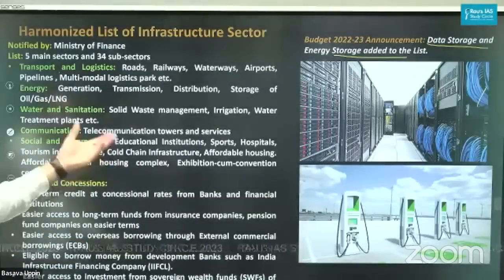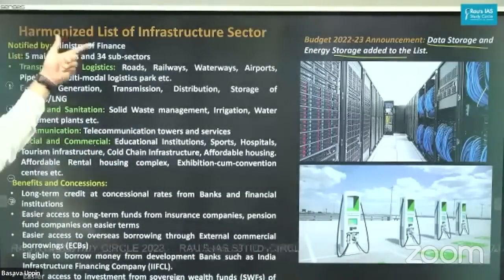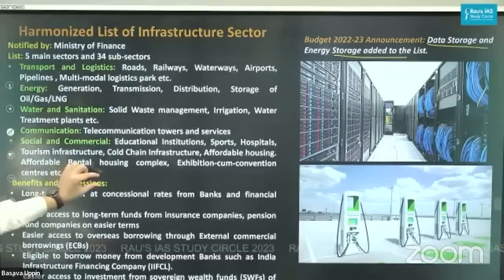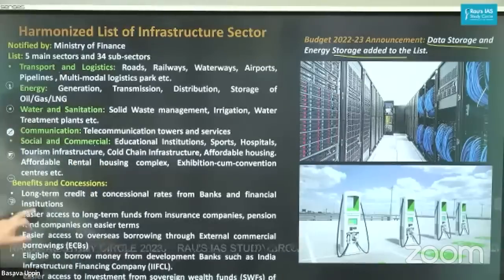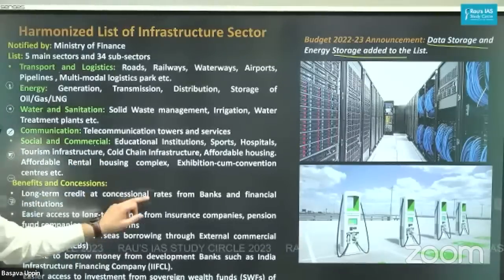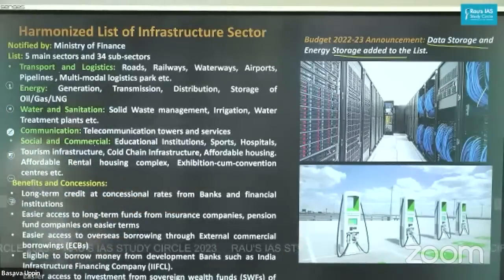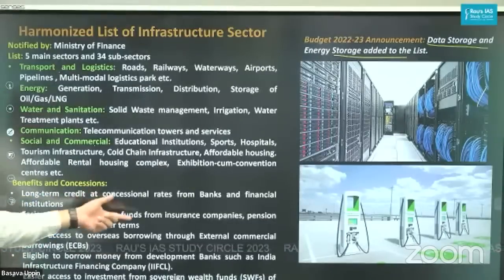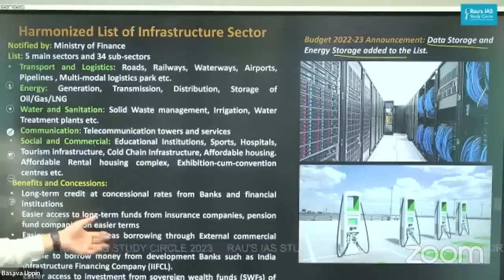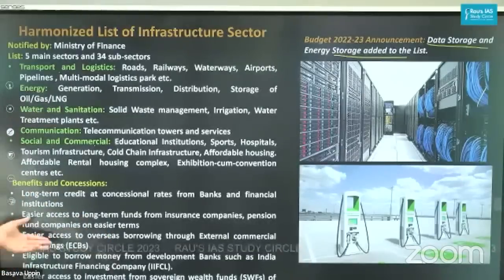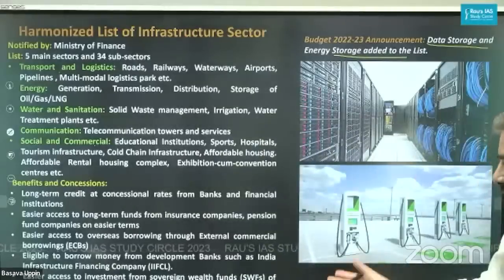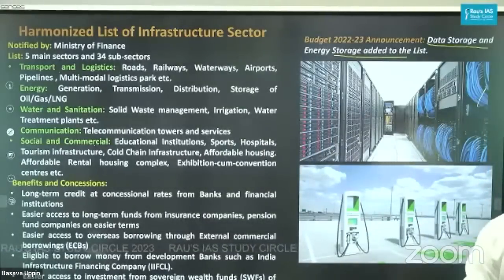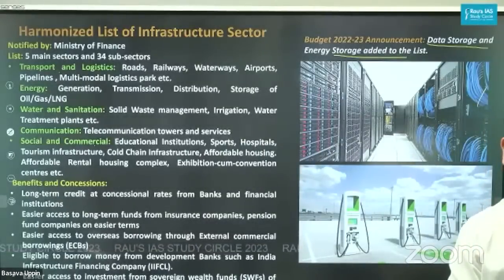Now here, once a particular sector is included in the harmonized list of infrastructure, they get a number of benefits and concessions. What are the benefits and concessions? Let's have a look. Long-term credit at affordable rate of interest from banks and financial institutions. Second, they will be able to have easier access to long-term funds from insurance companies and pension fund companies. Third, easier access to external commercial borrowings. And fourth, access to investment from sovereign wealth funds.